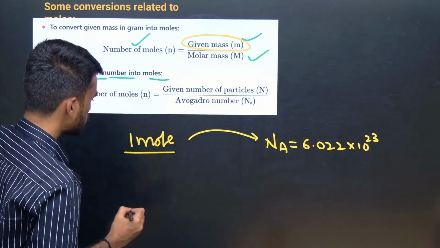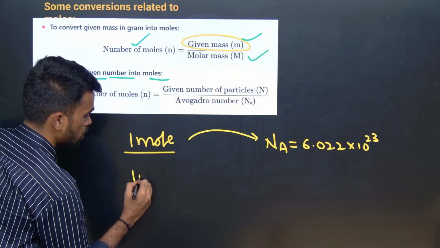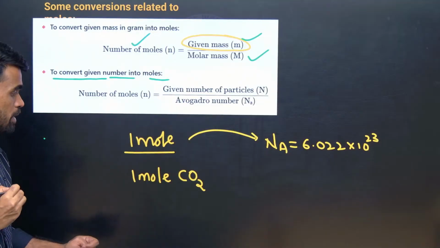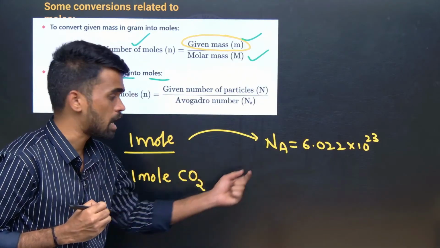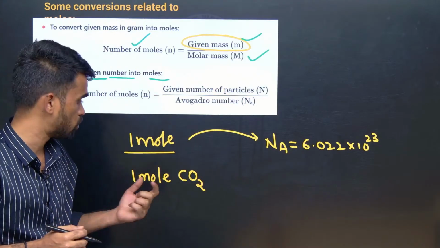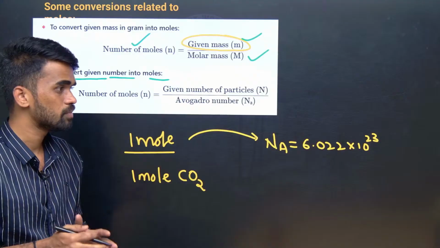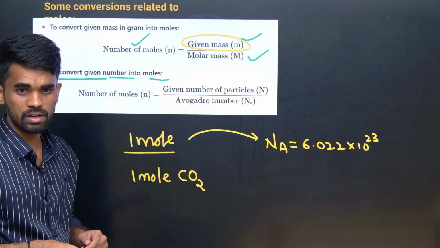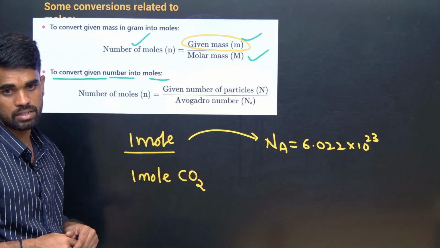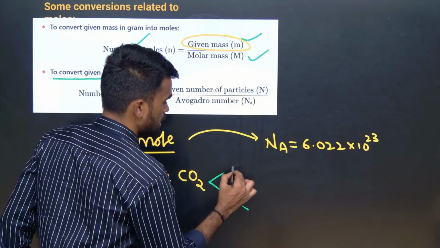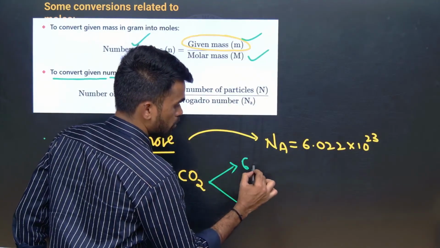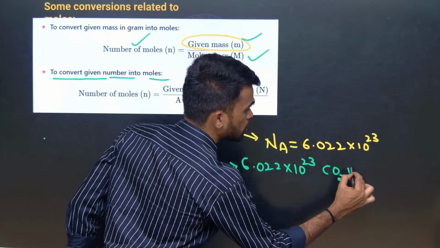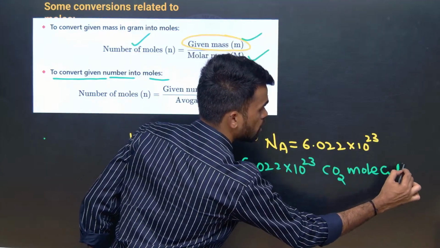Now I am giving you 1 mole of carbon dioxide. Tell me how many carbon dioxide molecules will be there in the given 1 mole of CO2? Very easy. 1 mole of CO2 is given, so what do you understand from this word 1 mole? It contains Avogadro number, 6.022 × 10^23, of CO2 molecules. What does it contain? CO2 molecules.